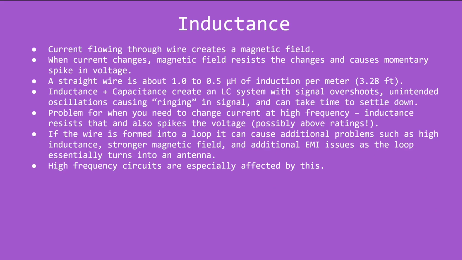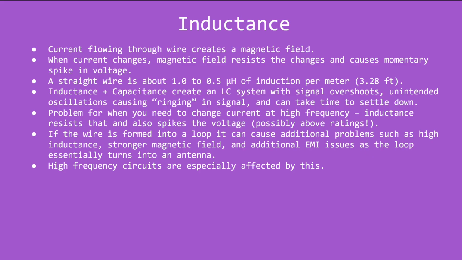So let's move on to inductance. Now, current flowing through a wire creates a magnetic field. We've already talked about properties of induction in a previous video. When that current changes, the magnetic field resists the change and causes a momentary spike in voltage. Now, a straight wire is about, I would say, 0.5 to 1 microhenry of inductance per meter, or 3.28 feet. If you have inductance and capacitance, which you're going to have in a wire, it can create an LC system that causes signals to overshoot, with unintended oscillations that cause ringing in the signal.